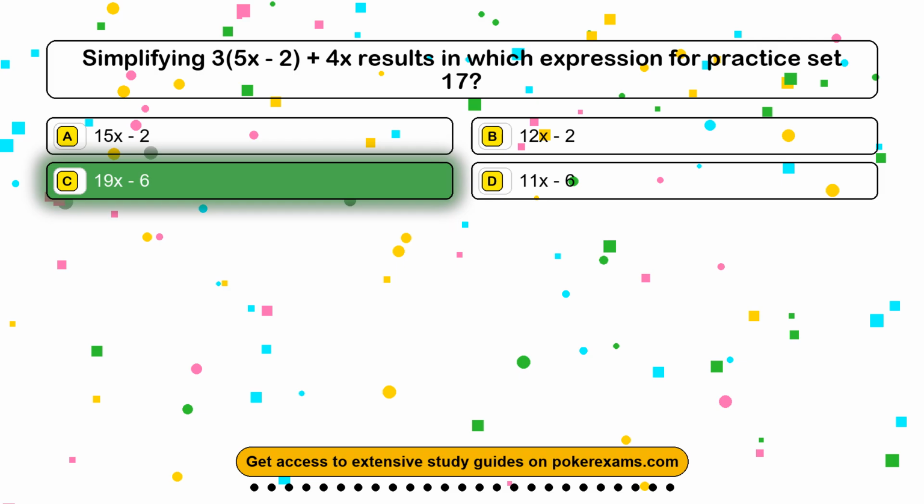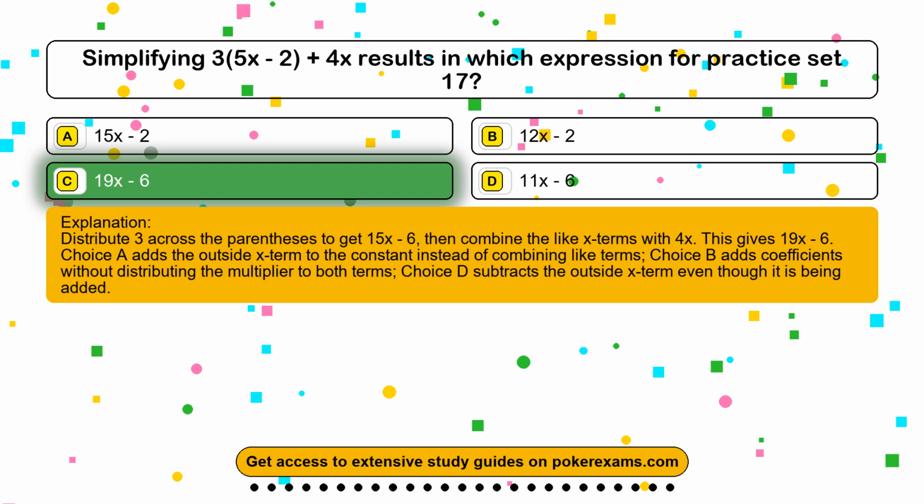The correct answer is option C, 19x minus 6. Distribute 3 across the parentheses to get 15x minus 6, then combine the like x terms with 4x. This gives 19x minus 6. Choice A adds the outside x term to the constant instead of combining like terms. Choice B adds coefficients without distributing the multiplier to both terms. Choice D subtracts the outside x term even though it is being added.